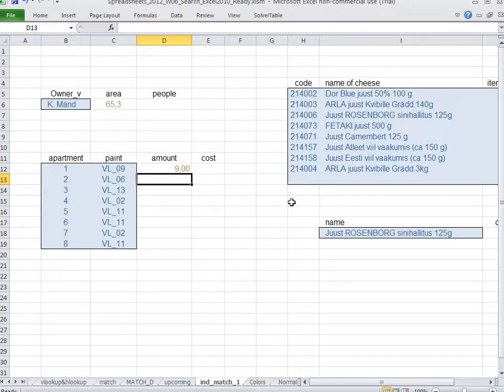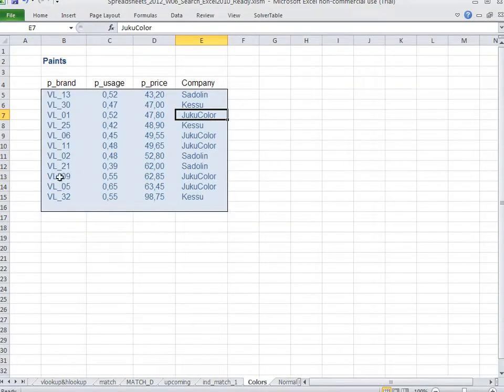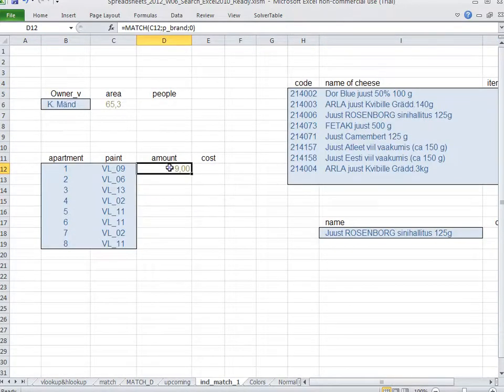And it turns out that VL09 is actually in the 9th row. This is rather extraordinary for this table. VL09 happens to be on the 9th row inside its table, but it's not a rule, because VL13 is in the 1st row and the VL30 is in the 2nd row. Still, we now know which row to access, so we write around this match an index.